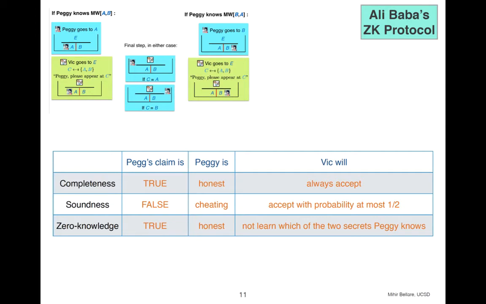Soundness says that the prover's claim is no longer true. The prover is an adversary trying to convince you of a false claim. And that means that she's cheating, in the sense that the prescribed protocol steps need not at all be followed. Nonetheless, the verifier should not accept with probability more than something, which in this case was a half. In the zero knowledge claim, we're back to saying that the claim Peggy makes is true and she's honest. But now we want that the verifier doesn't get any information beyond the fact that the claim is true. In this case, it means that he doesn't learn which of the two secrets Peggy knows.